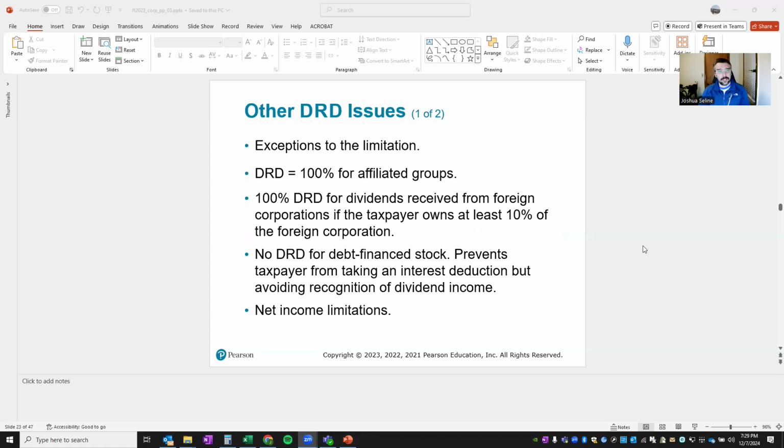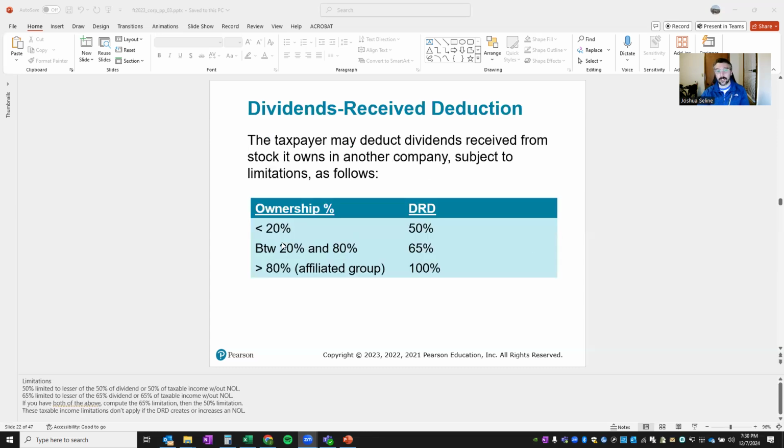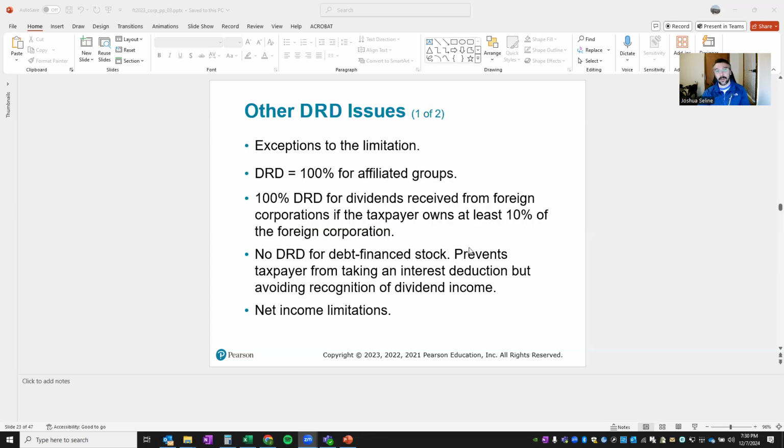So other DRD issues, exceptions to the limitation. A DRD is 100% for the affiliated groups. You do get the 100% DRD for dividends received from foreign corporations if the taxpayer owns at least 10% of the foreign corporation. So they don't have to do less than 20, between 20 and 80. They just have to have at least 10. You don't get a dividend received deduction for debt financed stock. That prevents the taxpayer from taking an interest deduction but avoiding recognition of dividend income. And there are net income limitations.